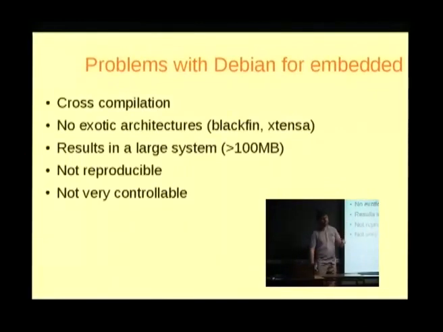Second is that the really exotic architectures are not supported by Debian. I'm thinking about Blackfin, which doesn't even have an MMU, and Xtensa, which also doesn't, well, I think there the MMU is optional. But fortunately, you don't see these architectures very often.